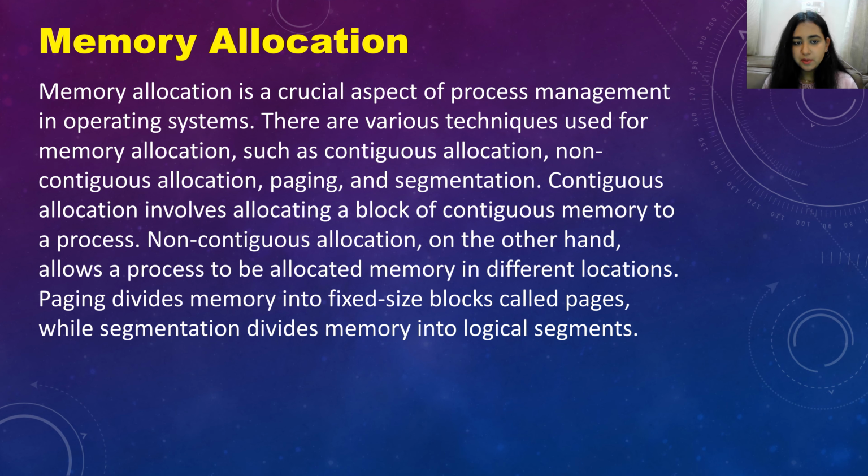Memory allocation. Memory allocation is a crucial aspect of process management in operating systems. There are various techniques used for memory allocation, such as contiguous allocation, non-contiguous allocation, paging, and segmentation. Contiguous allocation involves allocating a block of contiguous memory to a process. Non-contiguous allocation, on the other hand, allows a process to be allocated memory in different locations. Paging divides memory into fixed-size blocks called pages, while segmentation divides memory into logical segments.